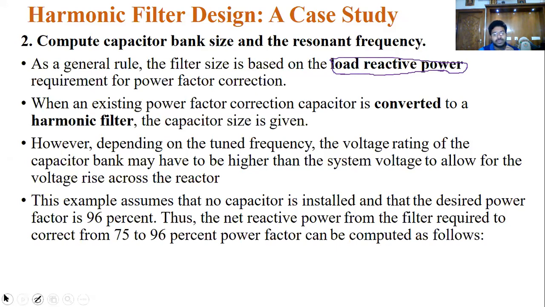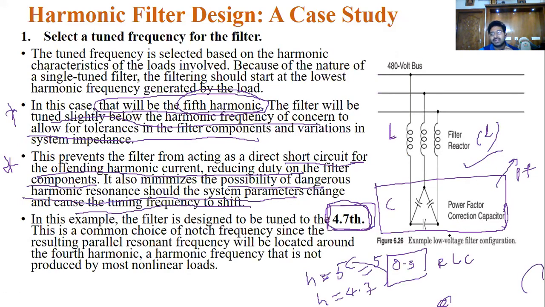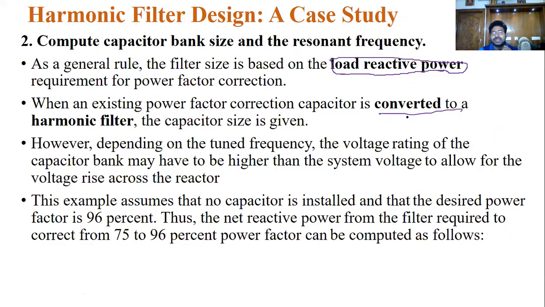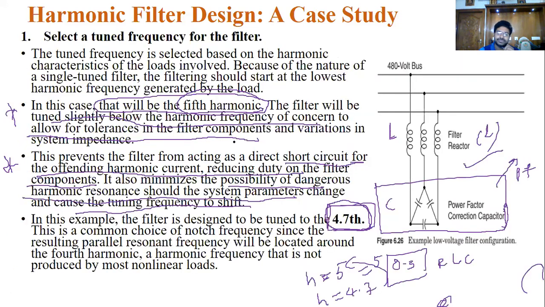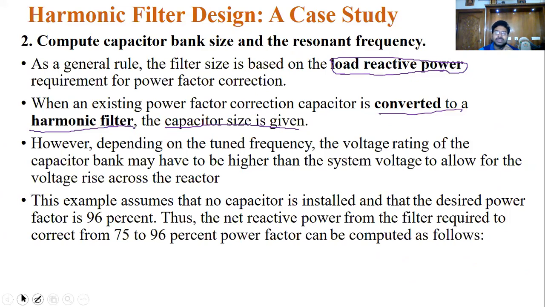So suppose, according to this example, you are converting power factor correction capacitors into filter capacitors. You must know the harmonic size, nothing but the capacitor size. It must be given. Then only can you add some inductor value and convert it into a filter. You know this capacitor bank size; then only can you convert it into the harmonic filter sizes.